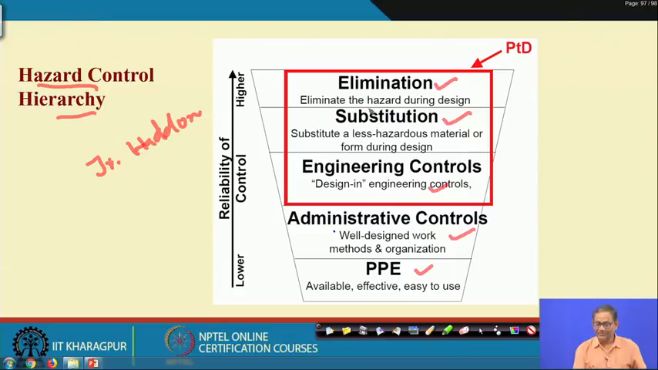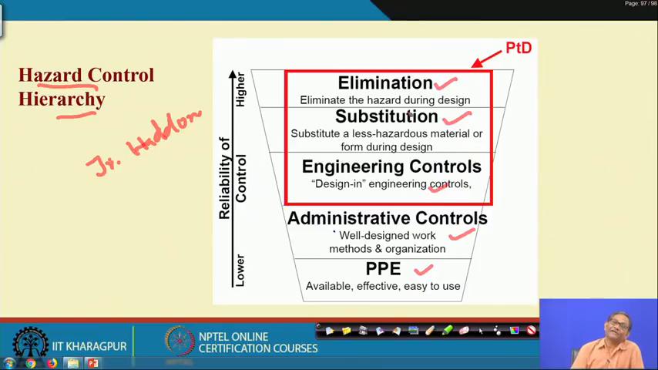Elimination means eliminating the hazard during design, that is the concept of PTT. Before designing, in the design room, if you have done PHA, then all the hazards are known. Consider one hazard and see whether this hazard can be removed at the design stage. If it can, remove it. That is what we call elimination.